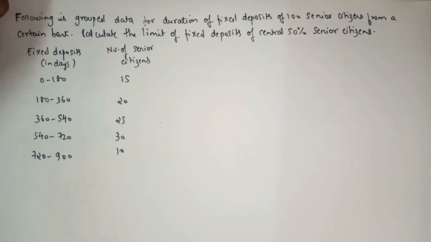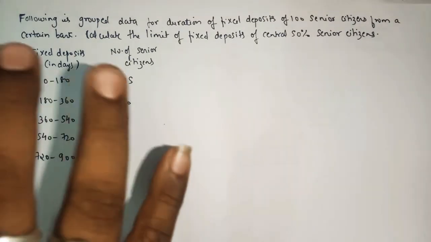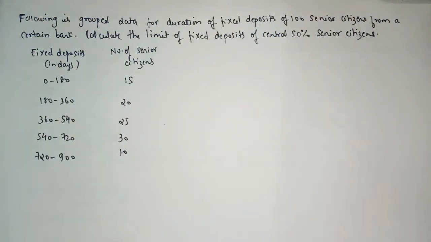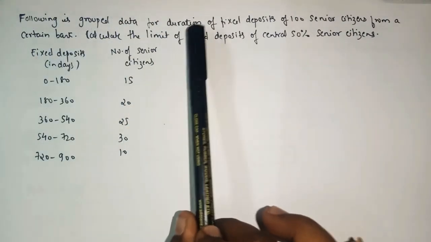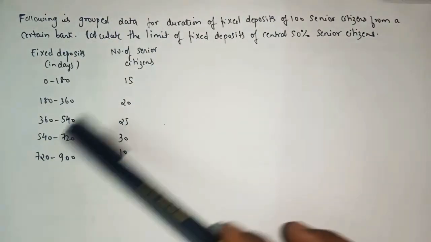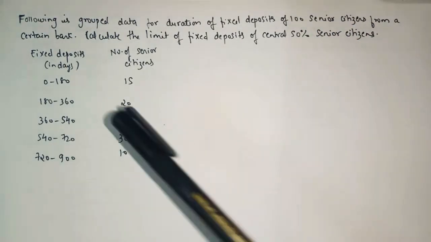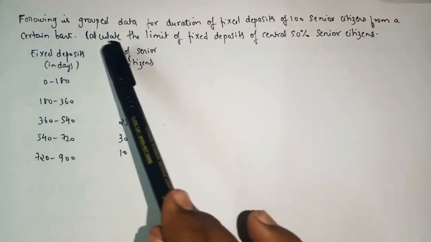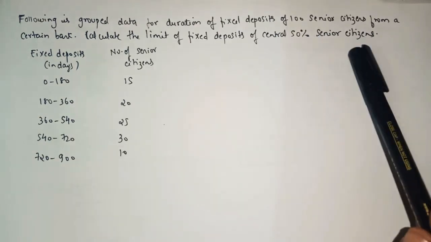Okay, so as I told you, there is one more sum in the exercise. The pattern, the solving part, will be the same. So what is the twist in this question? First we'll read the question: the following is the grouped data for the duration of fixed deposit. This is the class for the senior citizen, and the number of senior citizens is the frequency for a certain bank. Calculate the limit of fixed deposit of central 50% senior citizens.